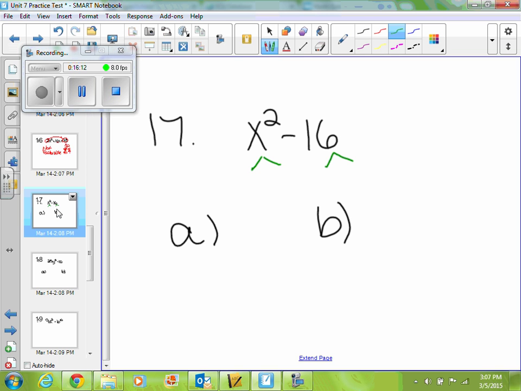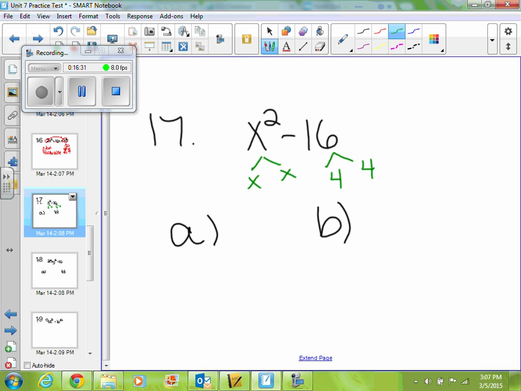They're the same, okay? So two things. You have to have no middle term, and these numbers have to be the same, okay? For it to be the difference of two squares. So what are my factors of x squared? X and x. What are my factors of 16? 4 and 4, because we remember they have to be the same.